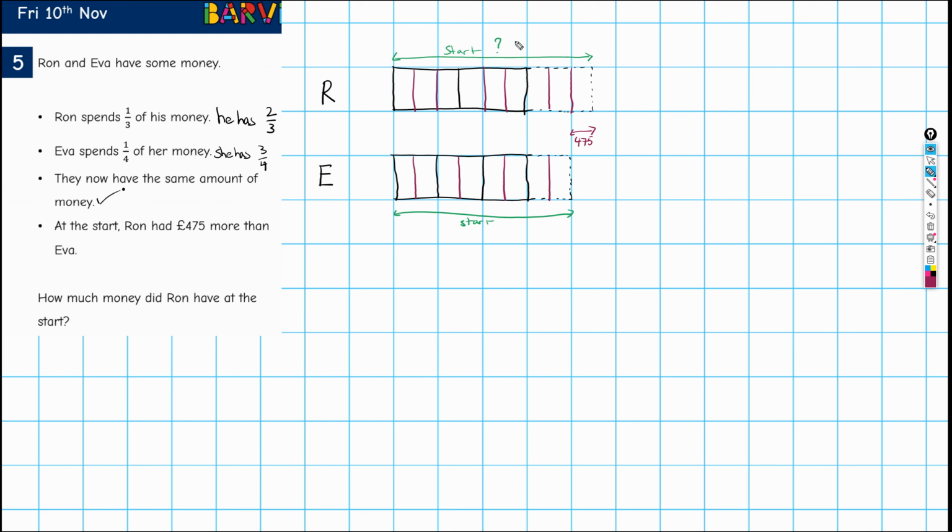What do we want to find out? We want to find out what Ron had at the start, which means all of these. So 2, 4, 6, 8, 9. There are 9 parts altogether. So let's do it over here. 475 times 9. And that is 4,275. And that is our final answer. So that is how much Ron had at the start.